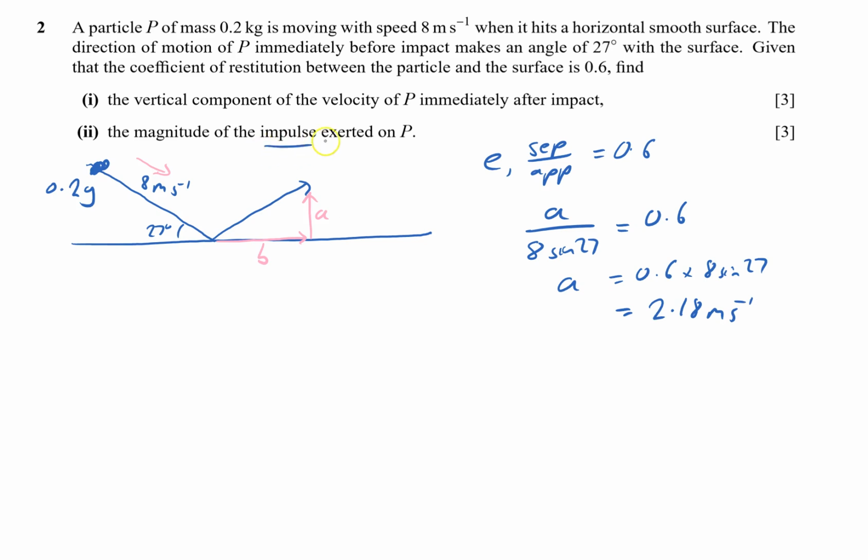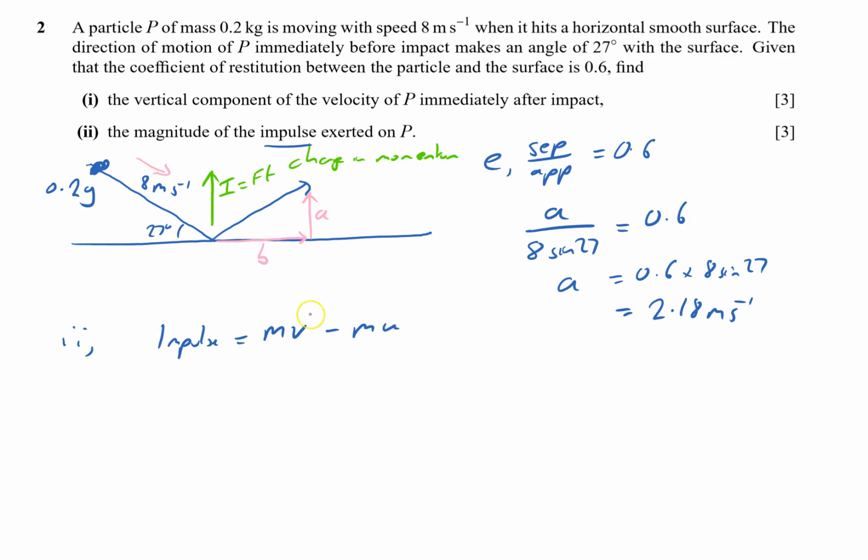And the next thing we want is to find the magnitude of the impulse exerted on P. I suppose I could almost do it in green, couldn't I? Because it is impulse, which is force times T, but it's also, more importantly, change in momentum. And we have to be careful with momentum because direction matters. So this part 2, we've got impulse equals final momentum, mv, minus initial momentum, mu.